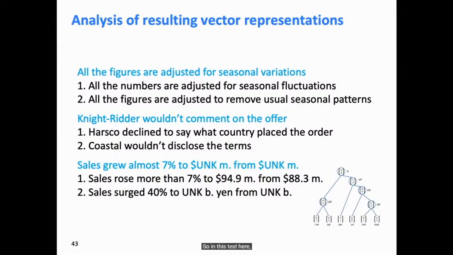So in this test here, we were giving the system a test sentence and saying, well, what are the sentences that are most similar in meaning, the nearest paraphrases in our corpus for this sentence? So for "all the figures are adjusted for seasonal variations", the two most similar other sentences in the corpus were "all the numbers are adjusted for seasonal fluctuation". That's a pretty easy one. Or "all the figures are adjusted to remove usual seasonal patterns". So that seems to be working pretty well.